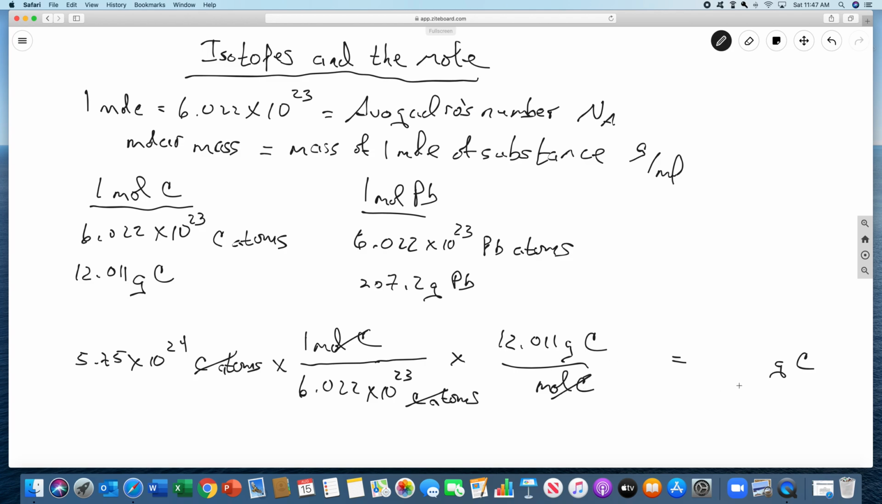And if I do the math here, I have 115, watch your sig figs, grams of carbon. Right? So that's how you do those types of calculations. I know I'm doing them briefly here. Okay, I'm going to erase this, so you might want to hit pause.